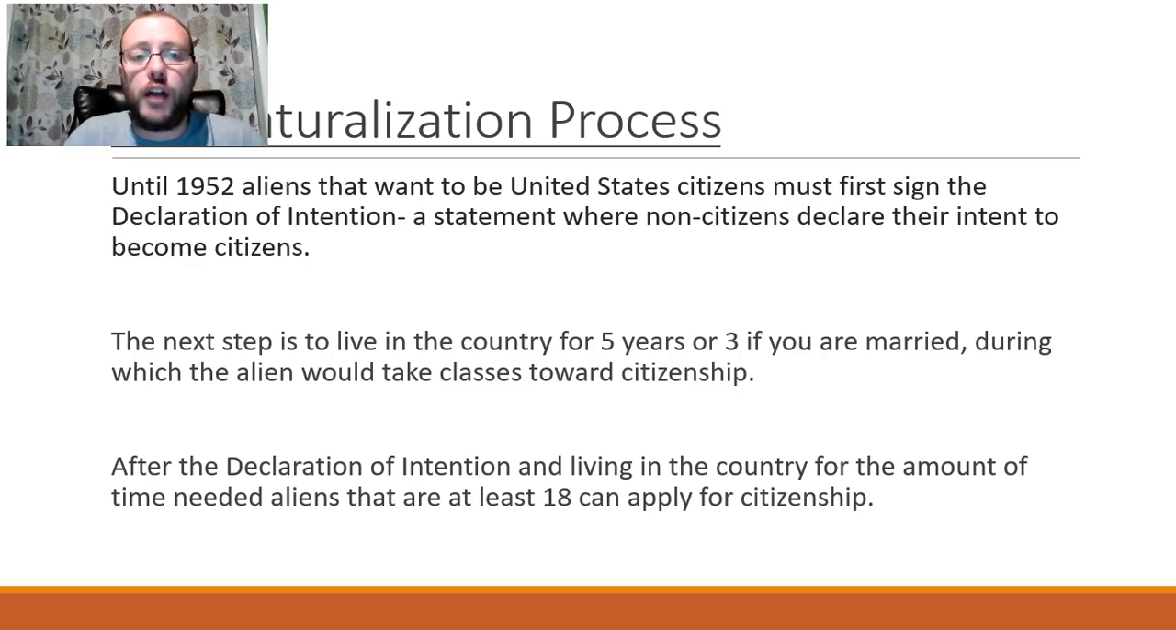Until 1952, aliens that wanted to be U.S. citizens must first sign the Declaration of Intention, which is a statement where non-citizens declare their intention to become citizens. So until 1952, you had to sign a Declaration of Intention, basically saying, I want to be a citizen.